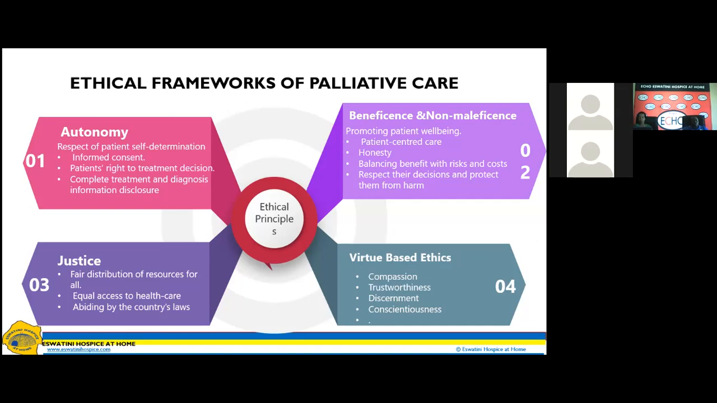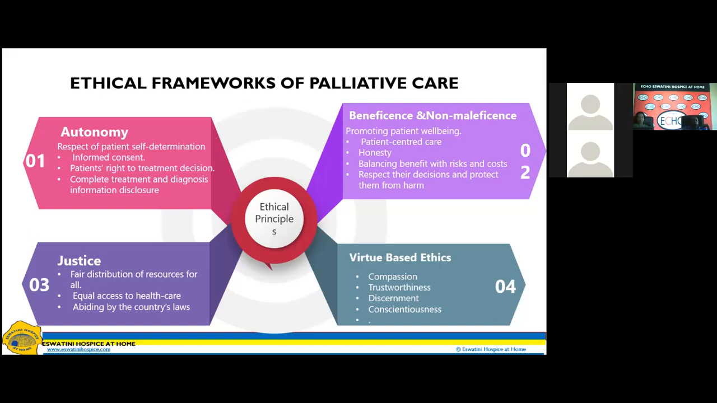We should abide by the country's laws. Here we should be very careful, because the person may one day or anytime seek justice. We should abide by the country's laws in a way that the patient, at the end of the day, doesn't sue us.